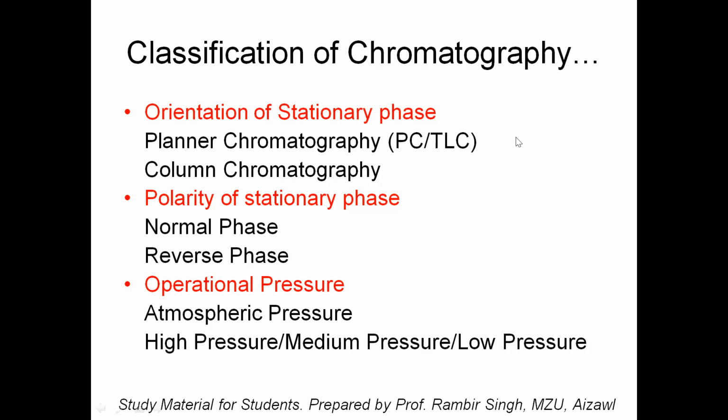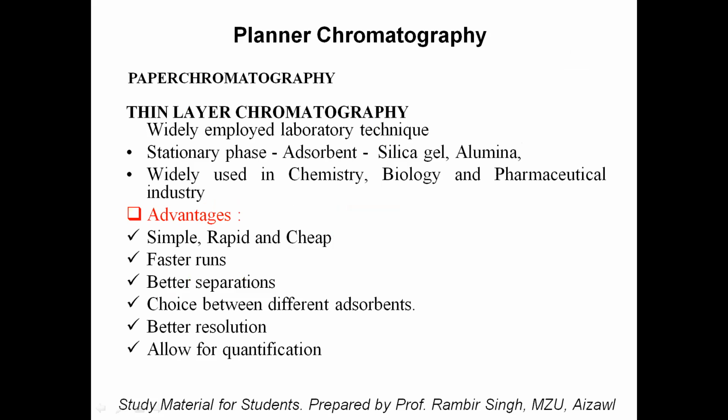Hope you understood it. Now the next classification is based on the operating pressure. Sometimes chromatographies are performed at atmospheric pressure, like the way Michael Sweat did it, or under pressure, like HPLC is a pressure chromatography, and GC is always a pressure chromatography.